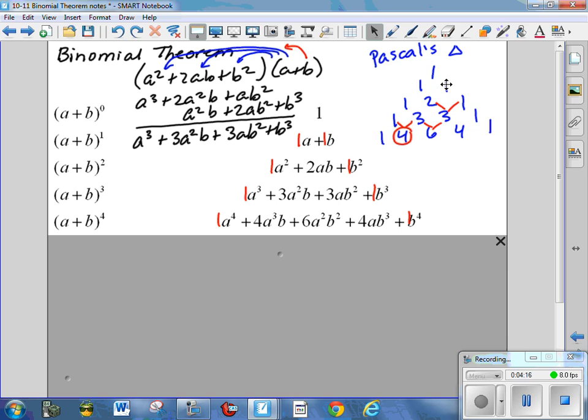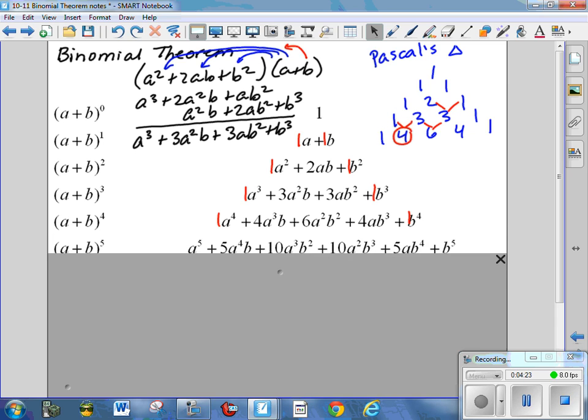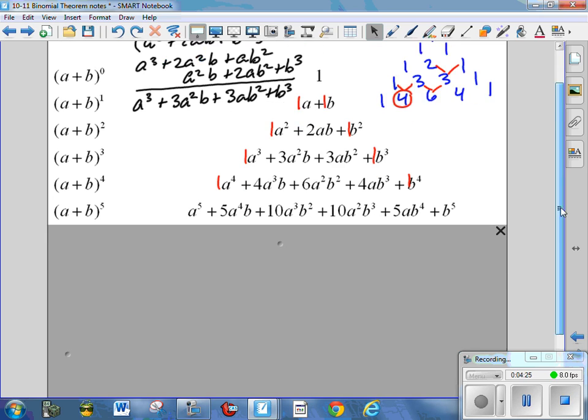So the next line is a plus b to the fifth. I don't really have any good way of doing this one, so I'm just going to expose it. A plus b to the fifth.